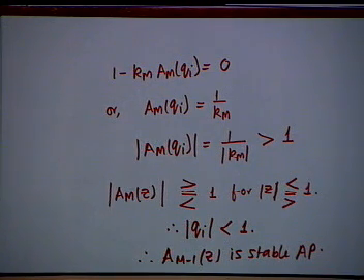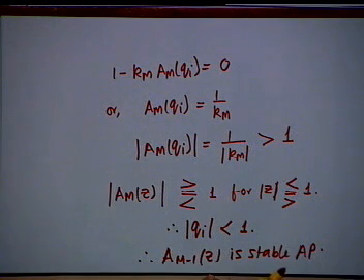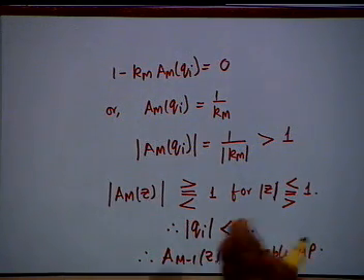That is the end of part 1. Part 1 says if Am z is stable and Km squared is less than 1, then Am minus 1 z is a stable all pass function. Now we prove the reverse.